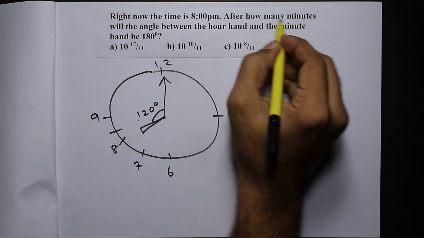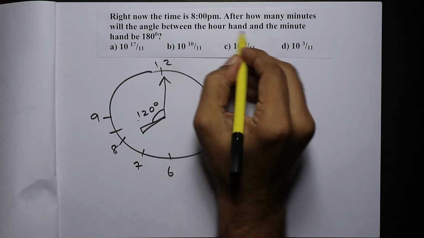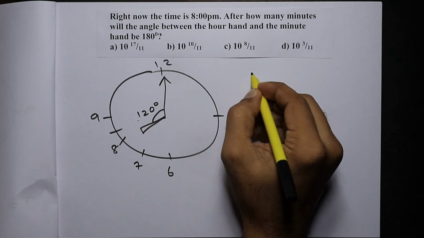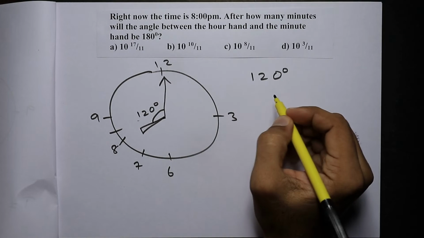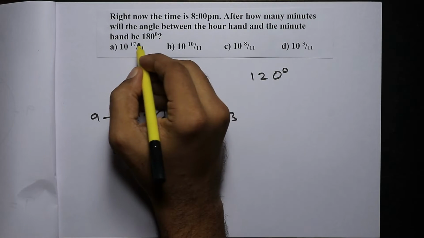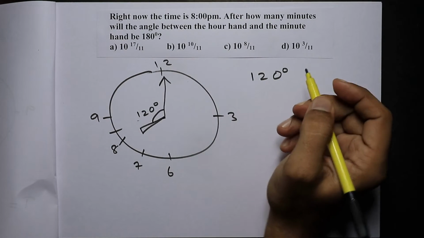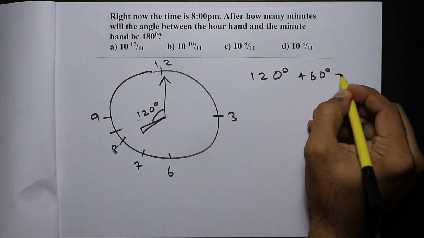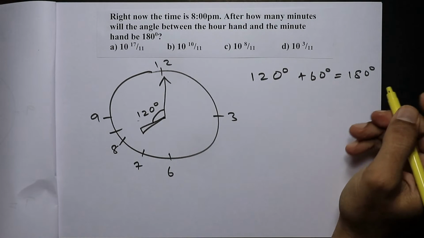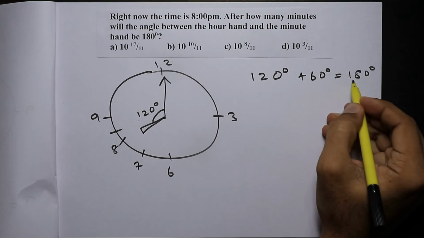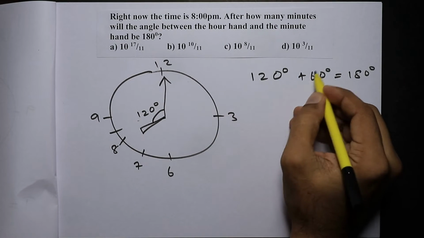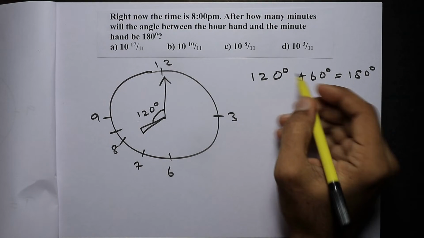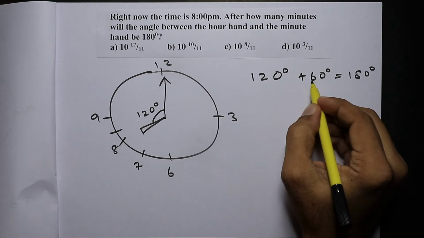Now the question is, after how many minutes will the angle between the hour hand and minute hand be 180 degrees? So right now the angle is 120 degrees. Now when will the angle be 180 degrees? When the angle increases by 60 degrees, because 120 plus 60 is 180. So the angle has to increase by 60 degrees.